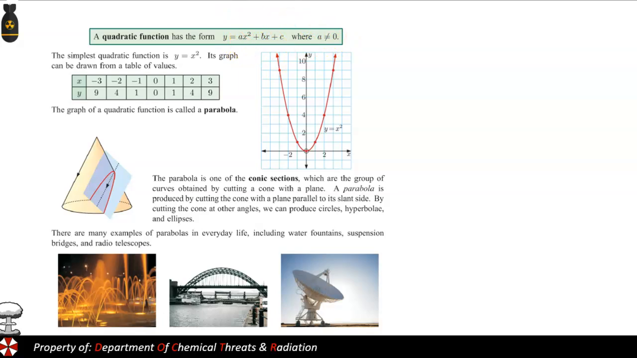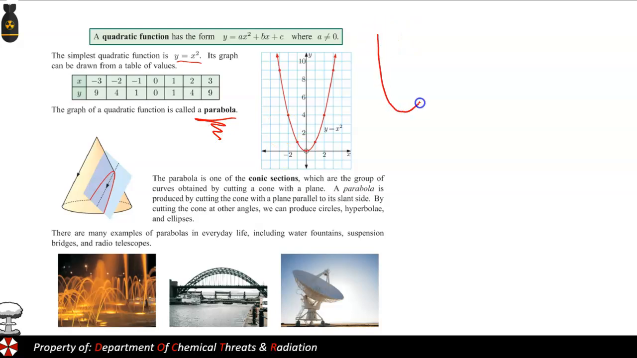The simplest type of quadratic is y equals x squared. If we plotted all of its values, so we start at 0 and we go up and down, we'll just square all these numbers. 1 squared is 1, 2 squared is 4, so on and so forth. If we plotted these points, we would see that it creates what we call a parabola. So a parabola is the name of this shape.